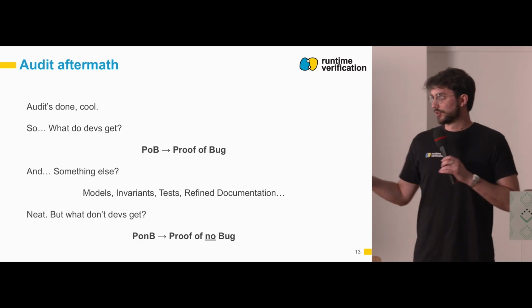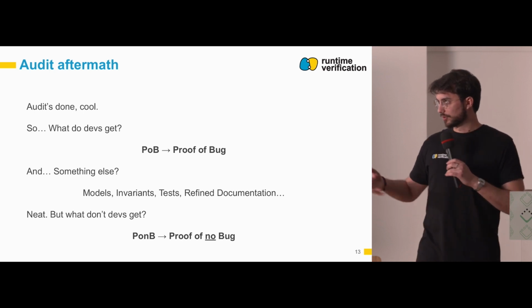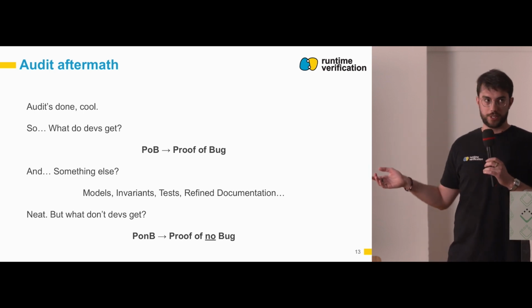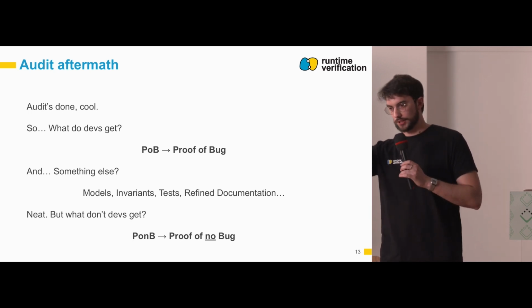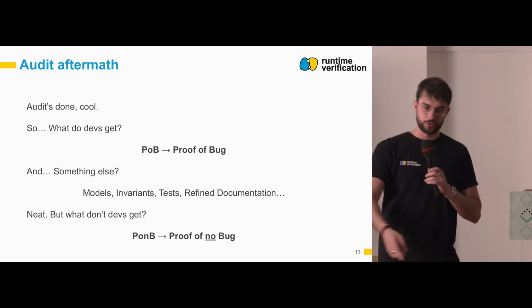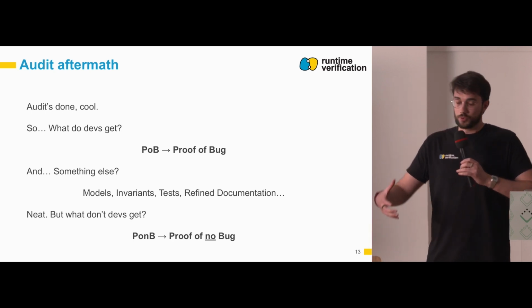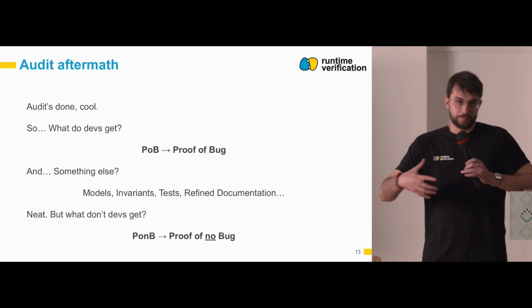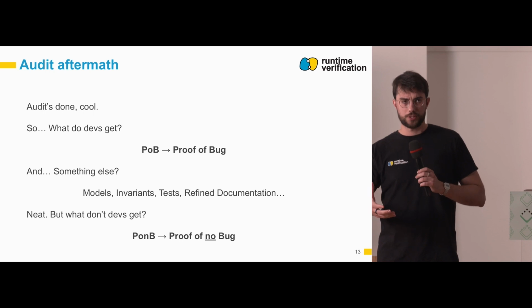So nice, the audit is done. What do you get from an audit? Basically you get a POB, a term I made up, which is a proof of bug. You get a nice report that says, here was a bug, here was a bug, here was a bug, this is something you may think about changing. You also get whatever formal devices the auditors chose to use to peer deeper into the code.